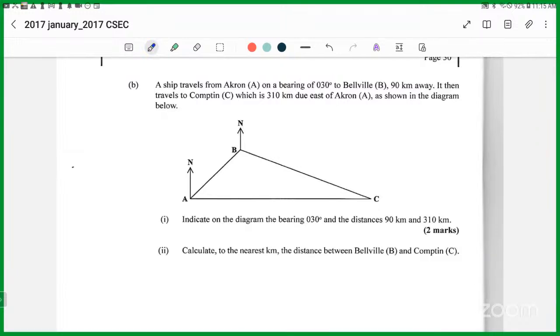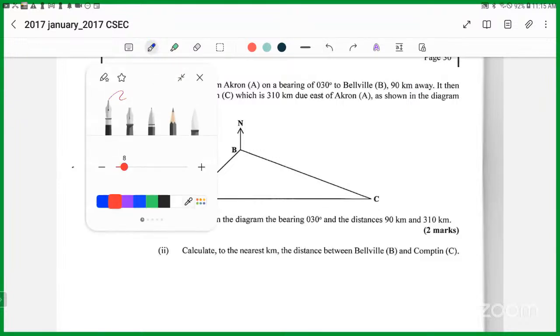This question says a ship traveled from A on a bearing of 030 degrees to B. So from A to B, we're going 030 degrees. Remember, the bearing is measured at the front position. So it's from A. The bearing is 30 degrees to B. Let's put that on the diagram. And it also goes 90 kilometers. Let's put that on the diagram right away.